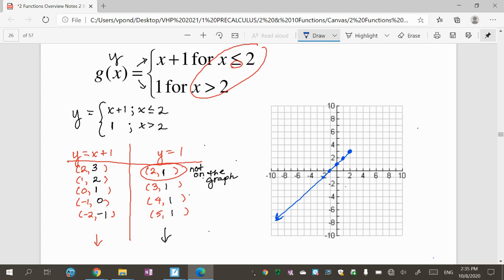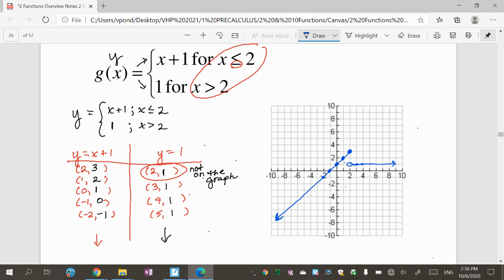Now this other piece says 2, 1 is not on the graph. So I'm going to show you this. 2, 1 is here, and it's an open circle. Then I've got, oops, sorry. I guess I did that wrong. Let me erase that. 2, 1 is over 1. So 2, 1 is right here. Then you got 3, 1, 4, 1, 5, 1, and then I'm going to graph this.